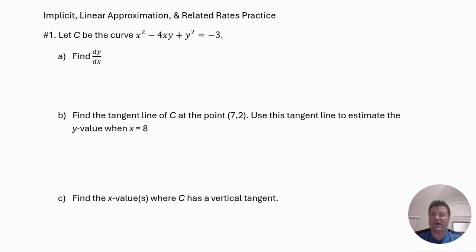Problem that we got going on here is going to be a FRQ style implicit differentiation question. So we have the curve C, and we want to find dy dx. So looking at this curve right here, we're going to go through and differentiate implicitly because we do not have a y equals equation. The y is embedded in here.